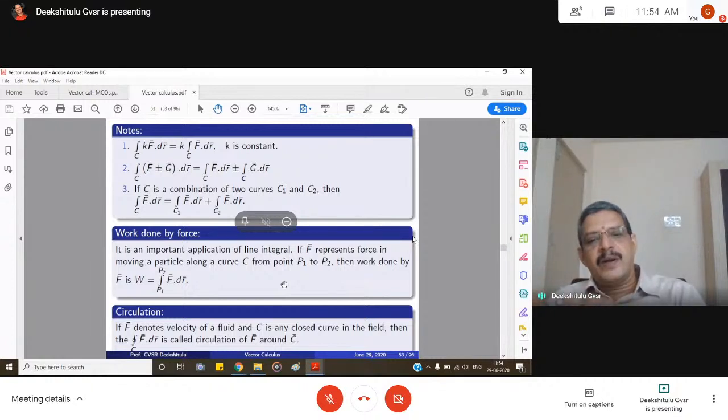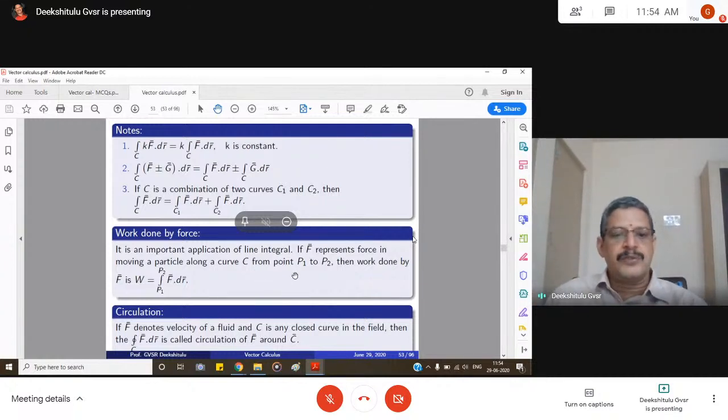Then the work done is the integral of F dot dr between the limits P1 and P2. That is work done by force. Similarly, in fluid dynamics also we use this idea of line integrals and we call it circulation. If F bar denotes the velocity of a fluid and C is any closed curve in the field, then the integral over C of F dot dr is called the circulation of F bar around C.